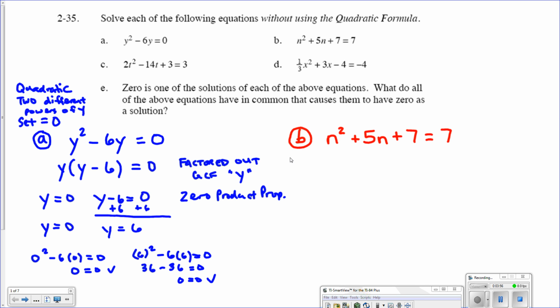All right, moving on to letter B. Actually, let's make sure we mark our answers here so we can see them. So we have y equals 0 and y equals 6.